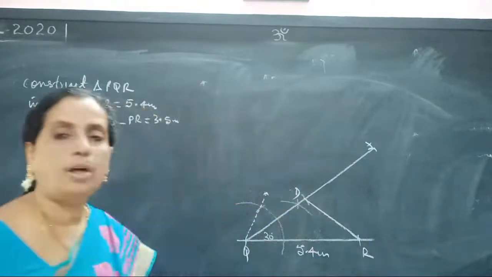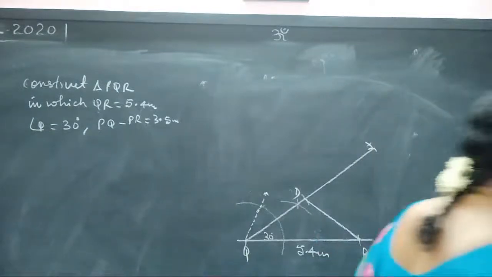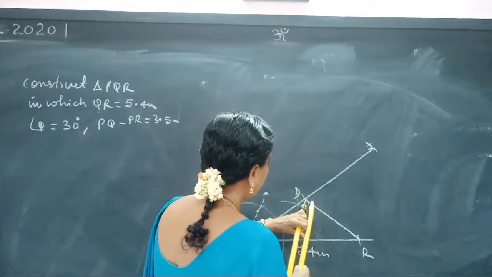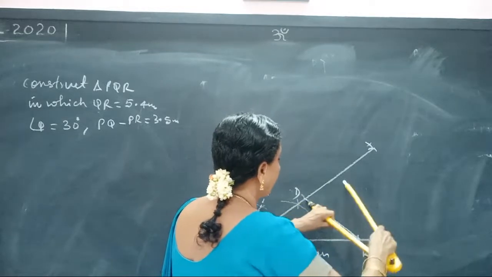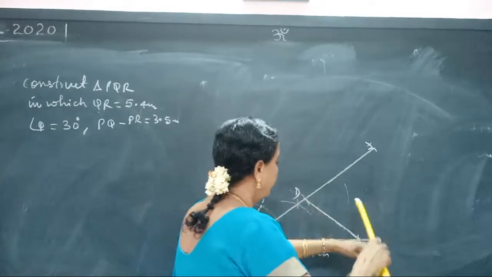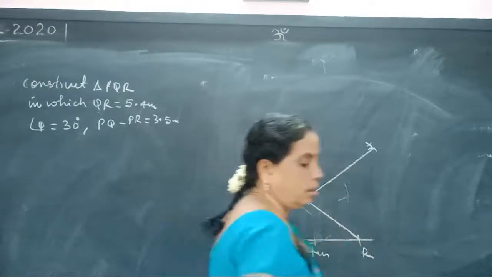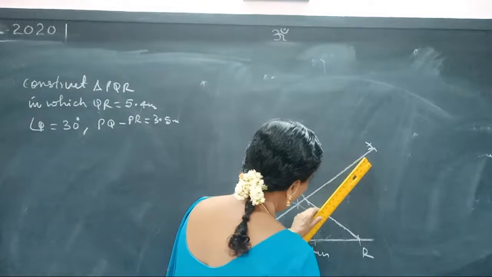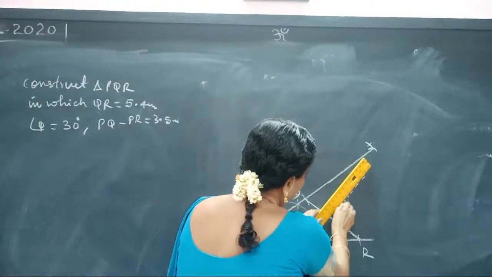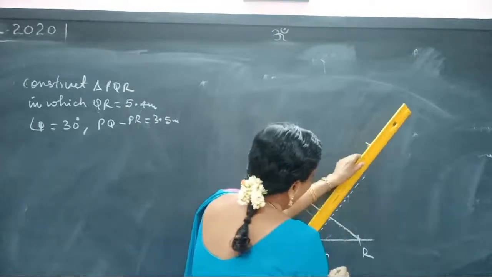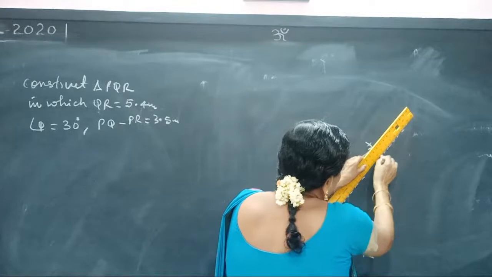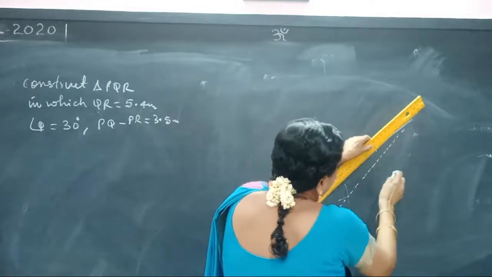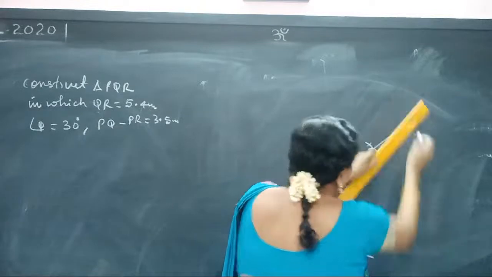Now the next step is you have to draw the perpendicular bisector. Taking more than half, cutting on both sides, draw the arcs. Now join the bisector. If you want to bisect, you have to extend the line further, this bisector as well as the ray, till it meets. Extend this bisector also. Okay?